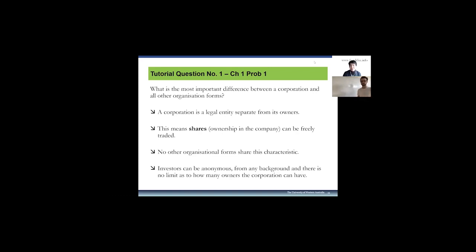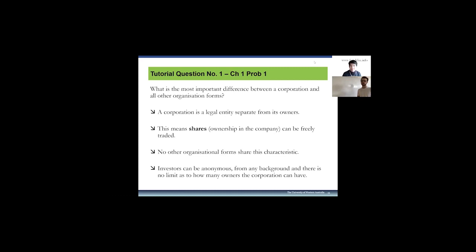corporation can have. And so, if you think about a sole trader, how many owners can you have in a sole trader? One. Minimum 1 and maximum 1. For a partnership that would be minimum 2. And can you think of any other differences that come to mind?